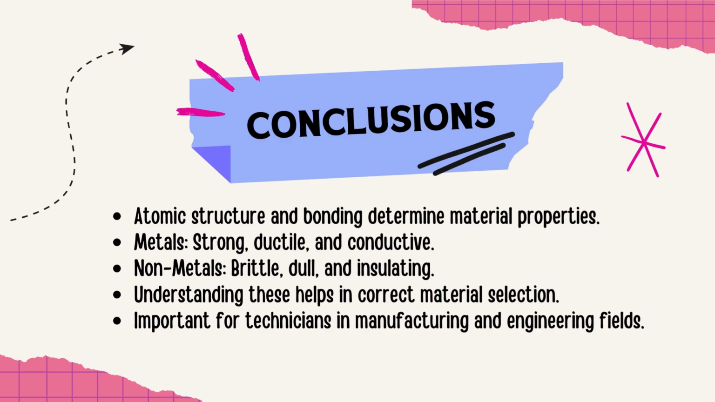In conclusion, understanding the structural properties of metals and non-metals is very important in the engineering field. Their atomic arrangement and bonding determine how they behave and what they can be used for. Metals are strong, flexible, and good conductors, while non-metals are often brittle and insulating. By learning these differences, we can make better decisions when selecting materials for manufacturing, maintenance, and design work. This knowledge helps young technicians become more confident and efficient in their daily tasks.